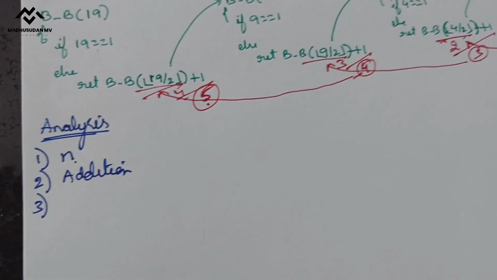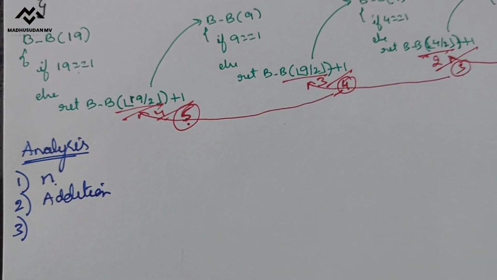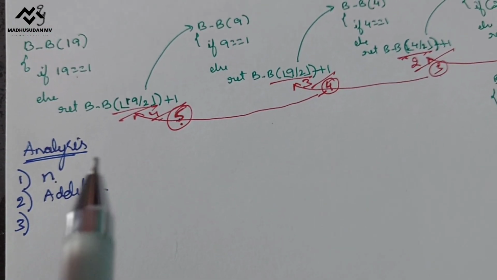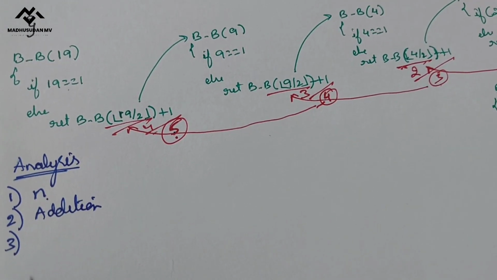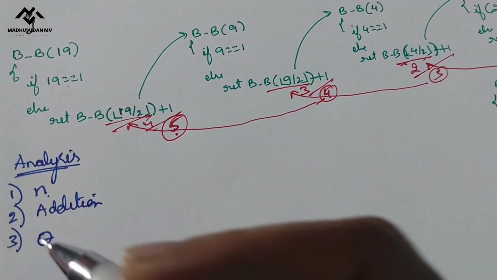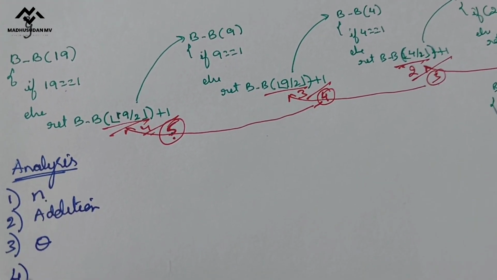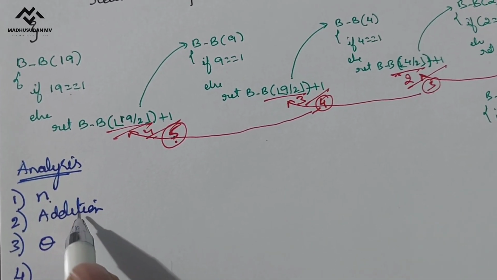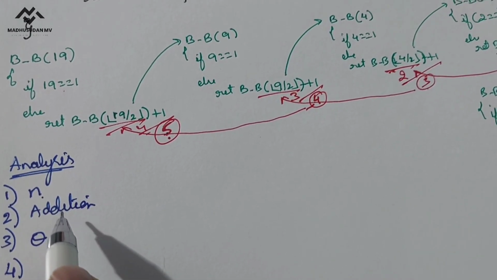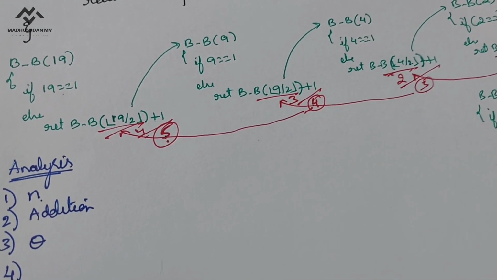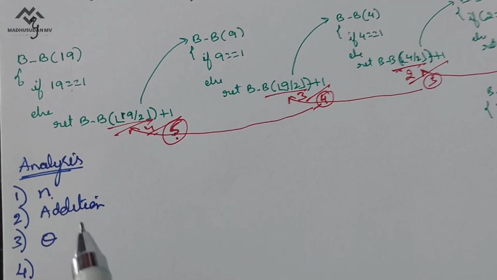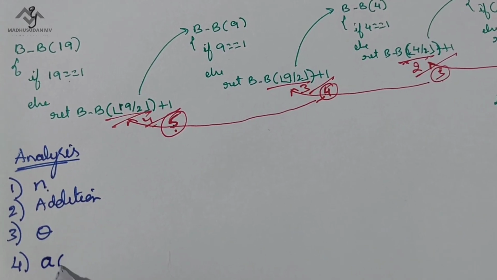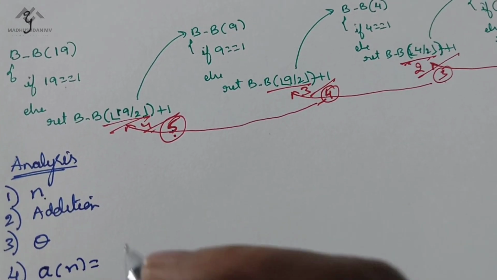Next, third step, we need to decide whether we need to find all the 3 cases or only the average case. In this case, it depends only on the number we are giving. So we need to find only the average case, big theta. Now fourth step, we need to represent how many times this basic operation, that is addition, is executing in terms of a recursive equation. Since addition is the basic operation, I am taking A of n. A of n is equal to what?